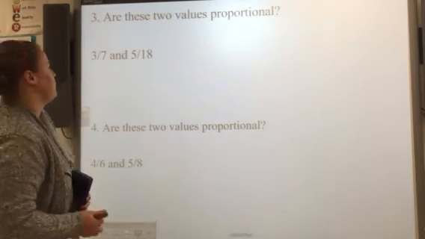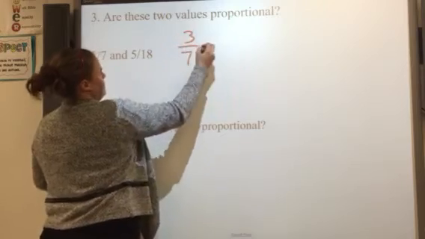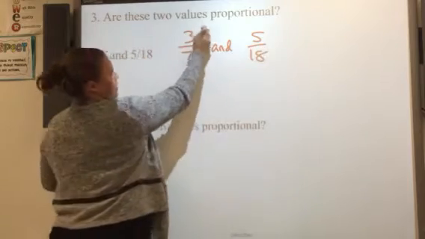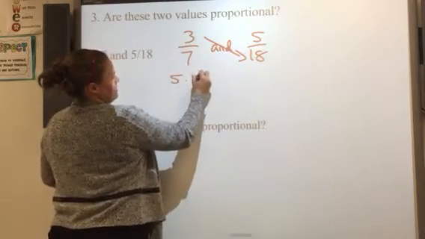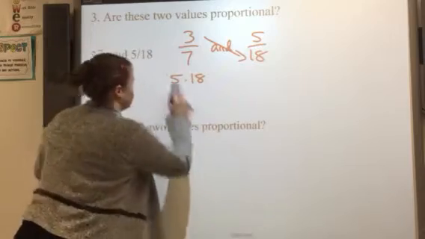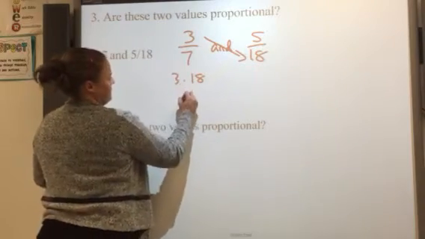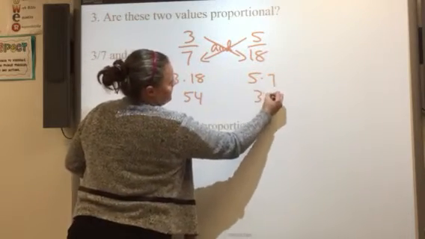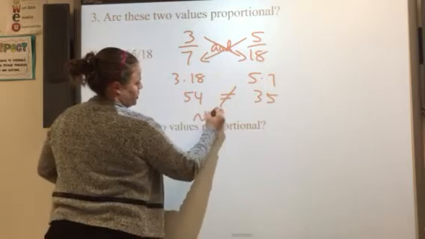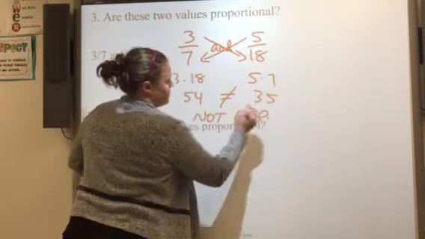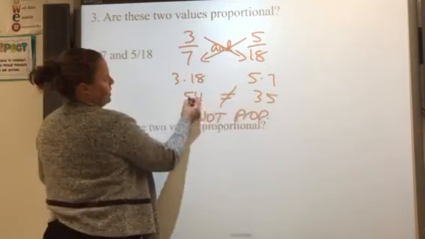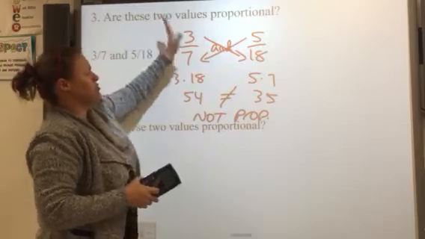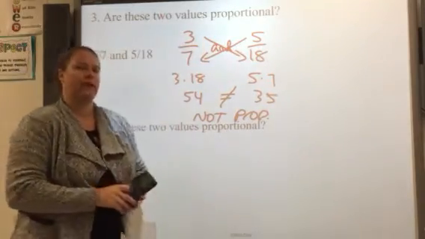Next one, are these two values proportional? So I'm going to write them like this, and I'm going to cross multiply to find out whether they are proportional or not. So 3 times 18 is 54, and 5 times 7 is 35. So these two are not proportional. For them to be proportional, when we cross multiplied, the values had to be the same value, meaning that our ratios are equivalent ratios or equivalent fractions.